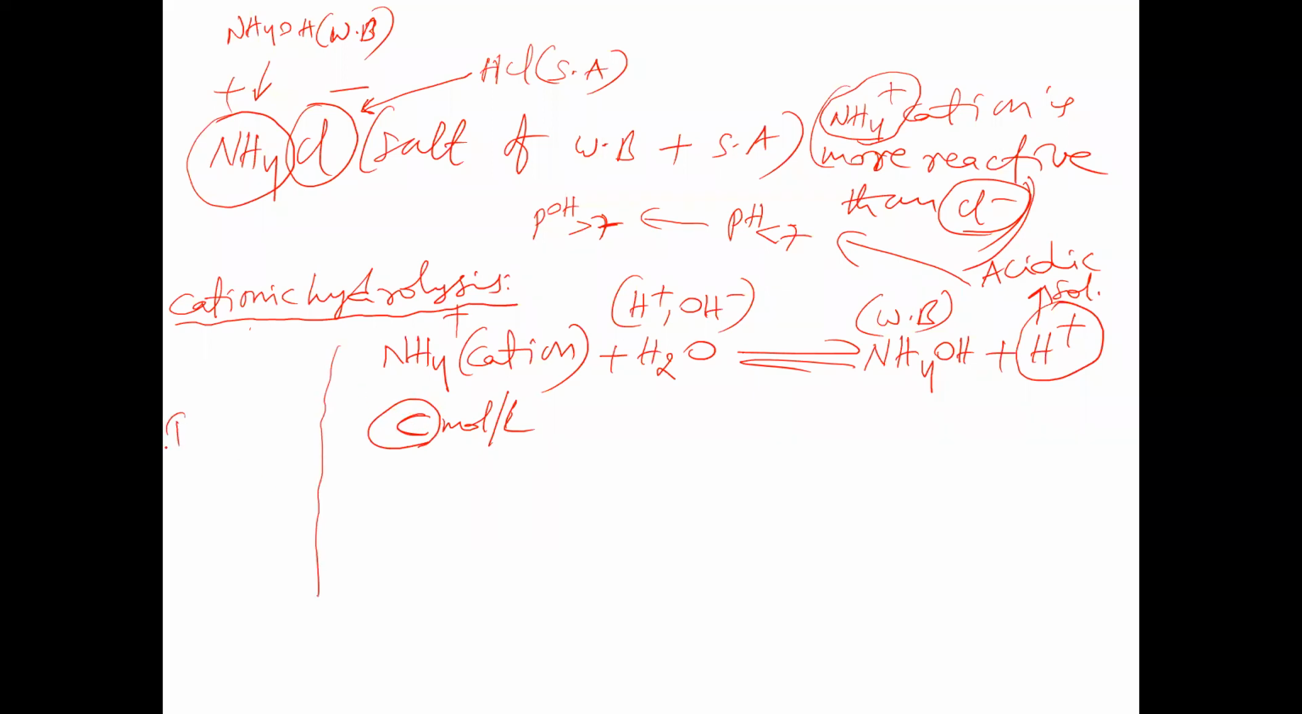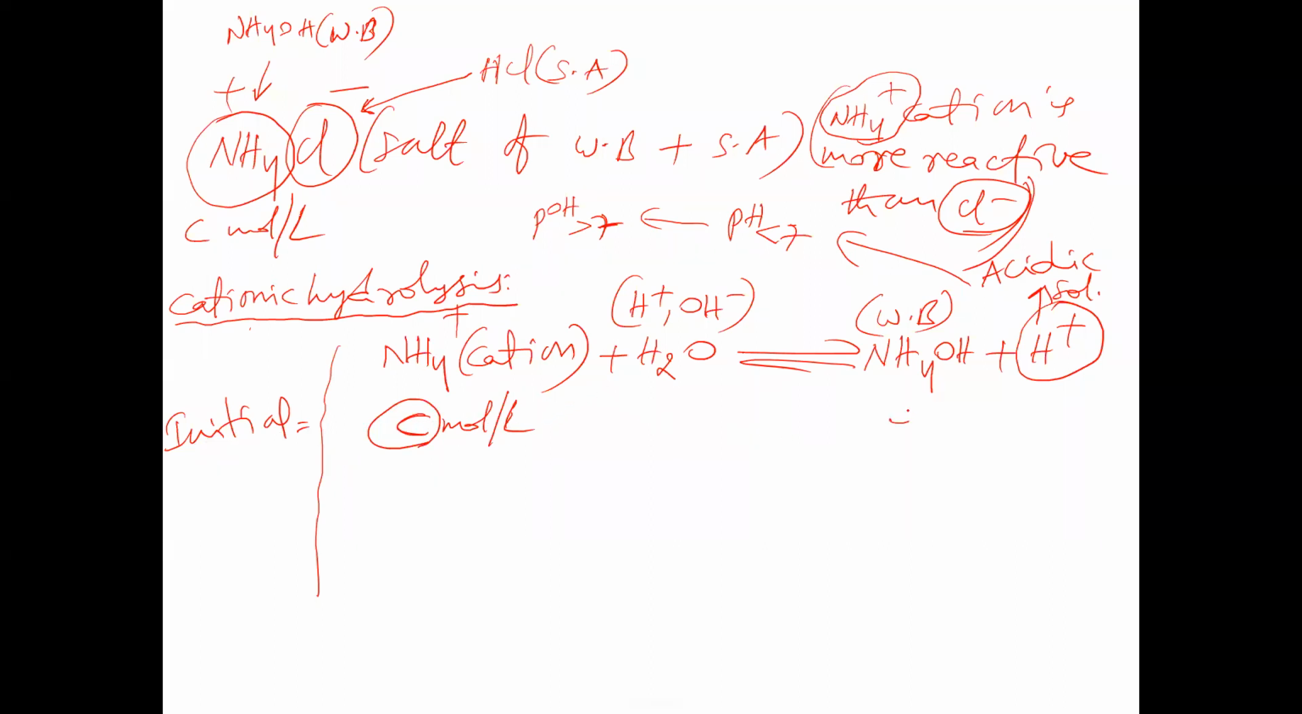So I'm taking the initial concentration of NH4Cl as C moles per liter. C moles per liter of NH4Cl will give C concentration of NH4 plus and C concentration of Cl minus. Cl minus does not interact here because it comes from a strong acid. So only NH4 plus will be reactive, and its initial concentration is C moles per liter.